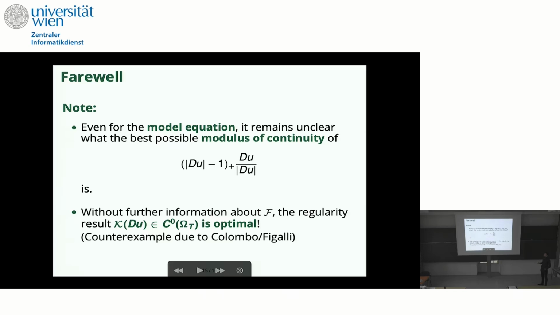So there is a counterexample due to Colombo and Figalli, which proves there exists a Lipschitz function k, essentially this one, such that this composition is continuous, but it's not Hölder continuous for any Hölder exponent. Therefore this result is optimal in this sense, and unfortunately you cannot get better in general. Maybe for the model equation you can, but in general you can't.